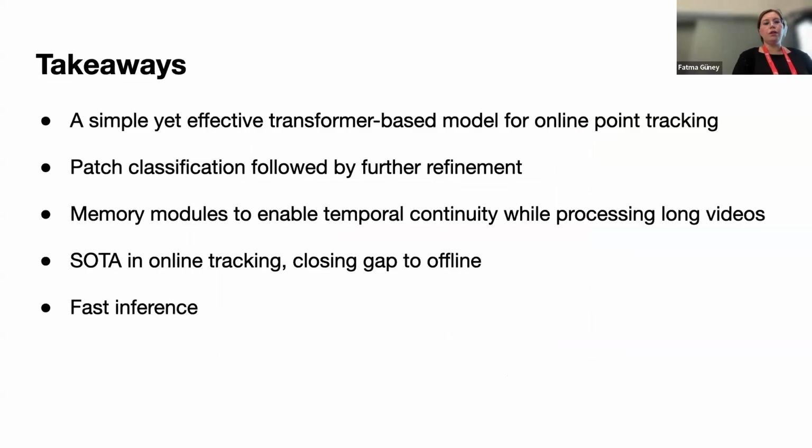So in this work, we proposed a simple but effective transformer-based model for online point tracking. And here we show that patch classification followed by refinement can be a good replacement for regression. And we introduced memory modules to enable temporal continuity while processing long videos. We showed state-of-the-art results with this online model, closing the gap to the offline models, and it has relatively fast inference.